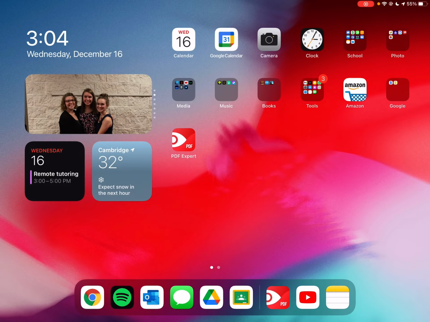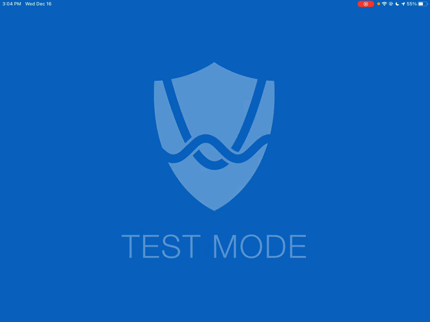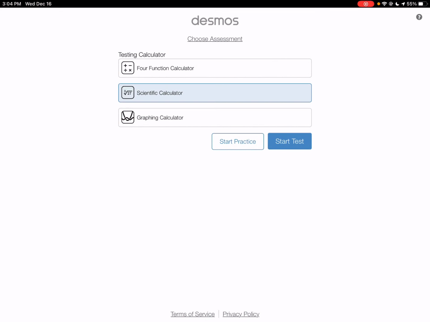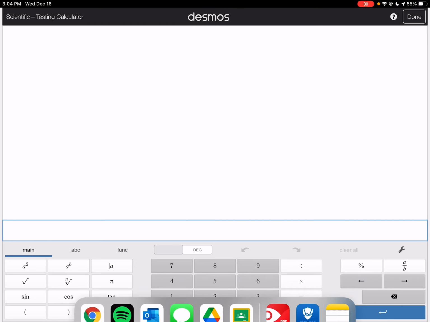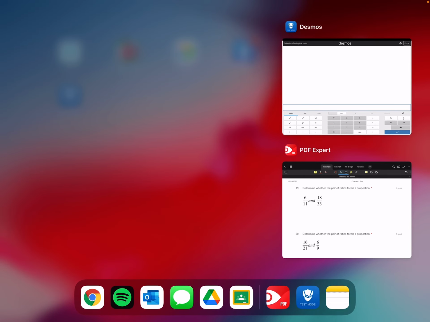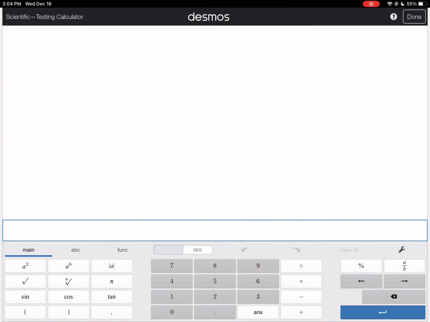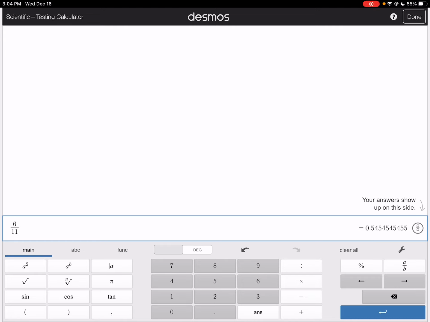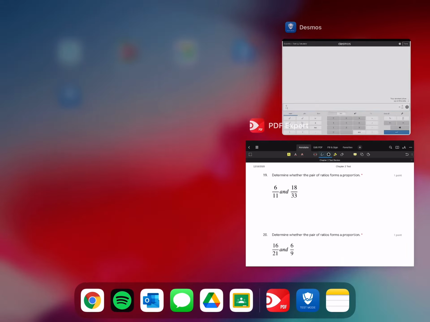So if you go and use the calculator that I have given you, start the graphing calculator. Start practice. So you're going to have 6 over 11 and 18 over 33. If you type in 6 over 11 and then hit your fraction button on the side here by your answer, it'll change it to a fraction form. And 6 over 11 is the same thing as 6 over 11. So that one doesn't simplify.